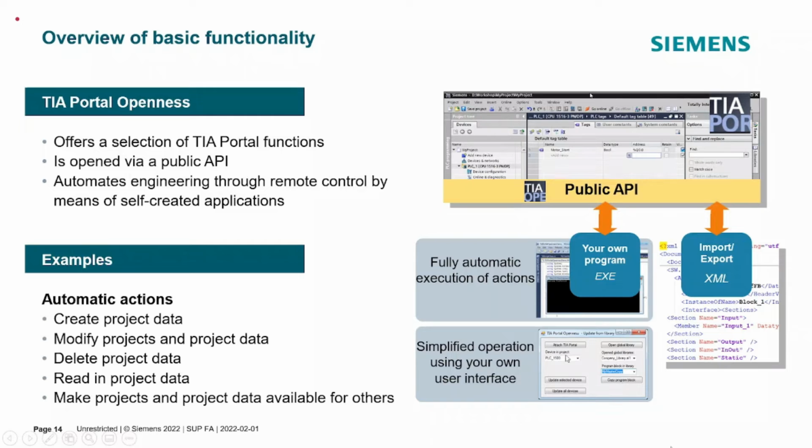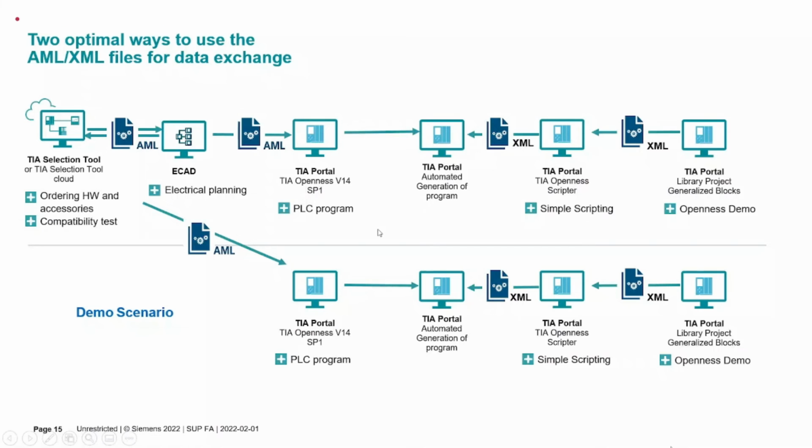This is the flow of Openness. Basically, how we can generate the hardware configuration as well as the program blocks or any HMI-related PLC tags, HMI screens, etc. So here you can see this is the TIA Selection Tool. By using this TIA Selection Tool, we can generate the hardware configuration, and this hardware configuration will be in an .aml file. So here you can see there are two procedures.